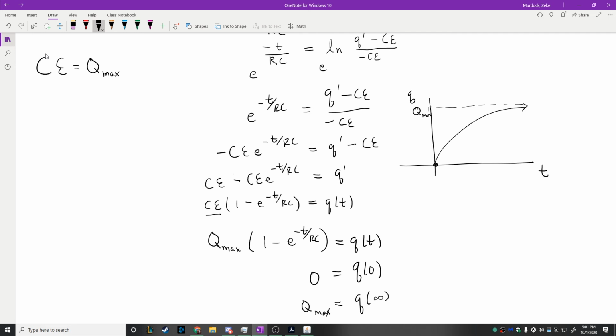Now you'll notice within this equation that this RC shows up right underneath the time. Well, it turns out that if you take resistance times capacitance and work out the units, you'll get the units of time. So what we do is we define this as something called the time constant. They call this the RC time constant.